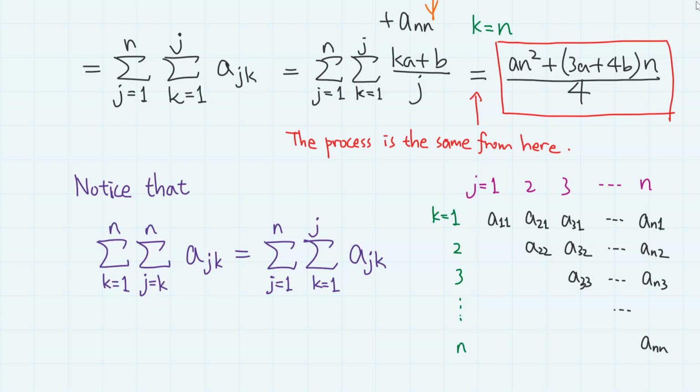The double summation, where k is from 1 to n and j is from k to n, is equal to the double summation where j is from 1 to n and k is from 1 to j. These types of interchanging the order of summation can be quite useful because it can transform an otherwise incomputable expression into a computable form, just like we did.